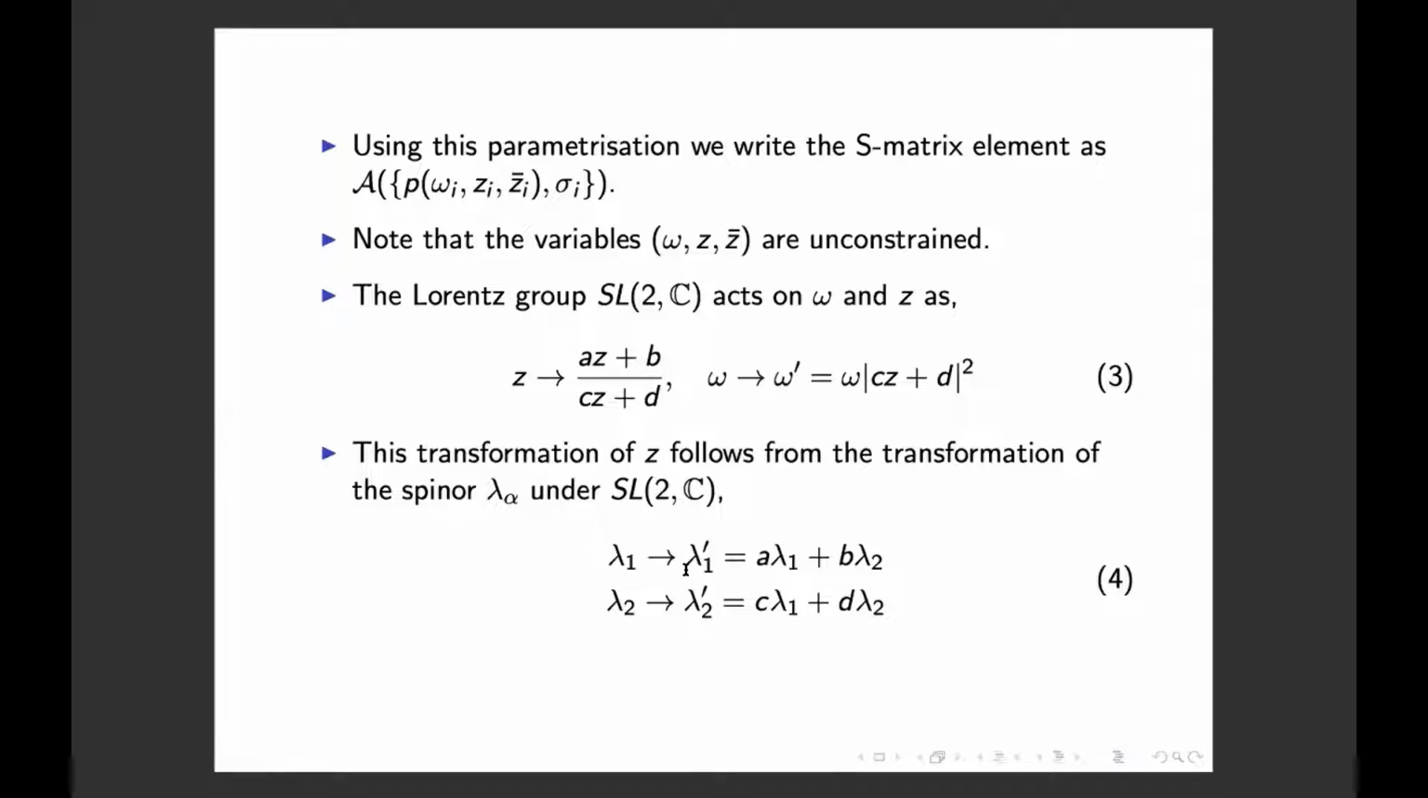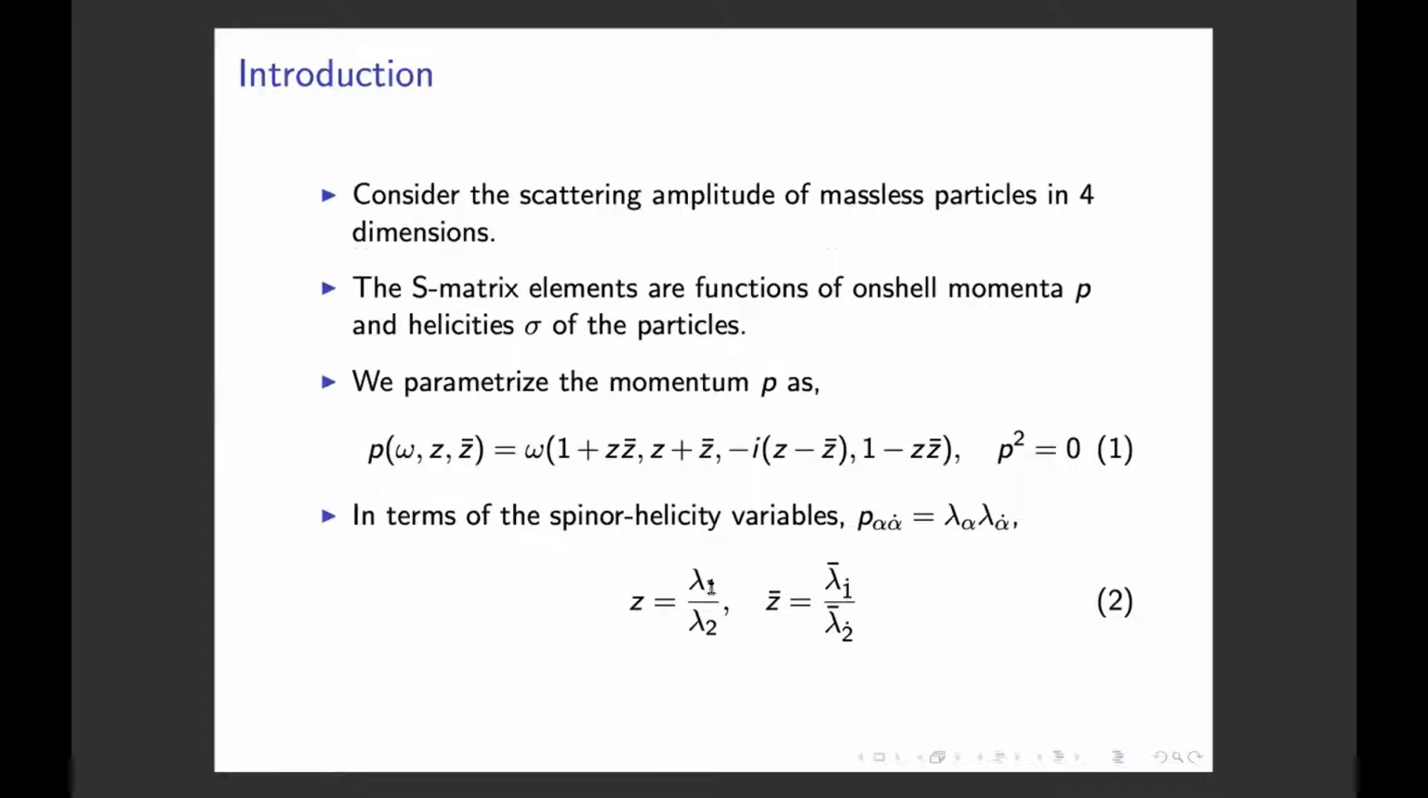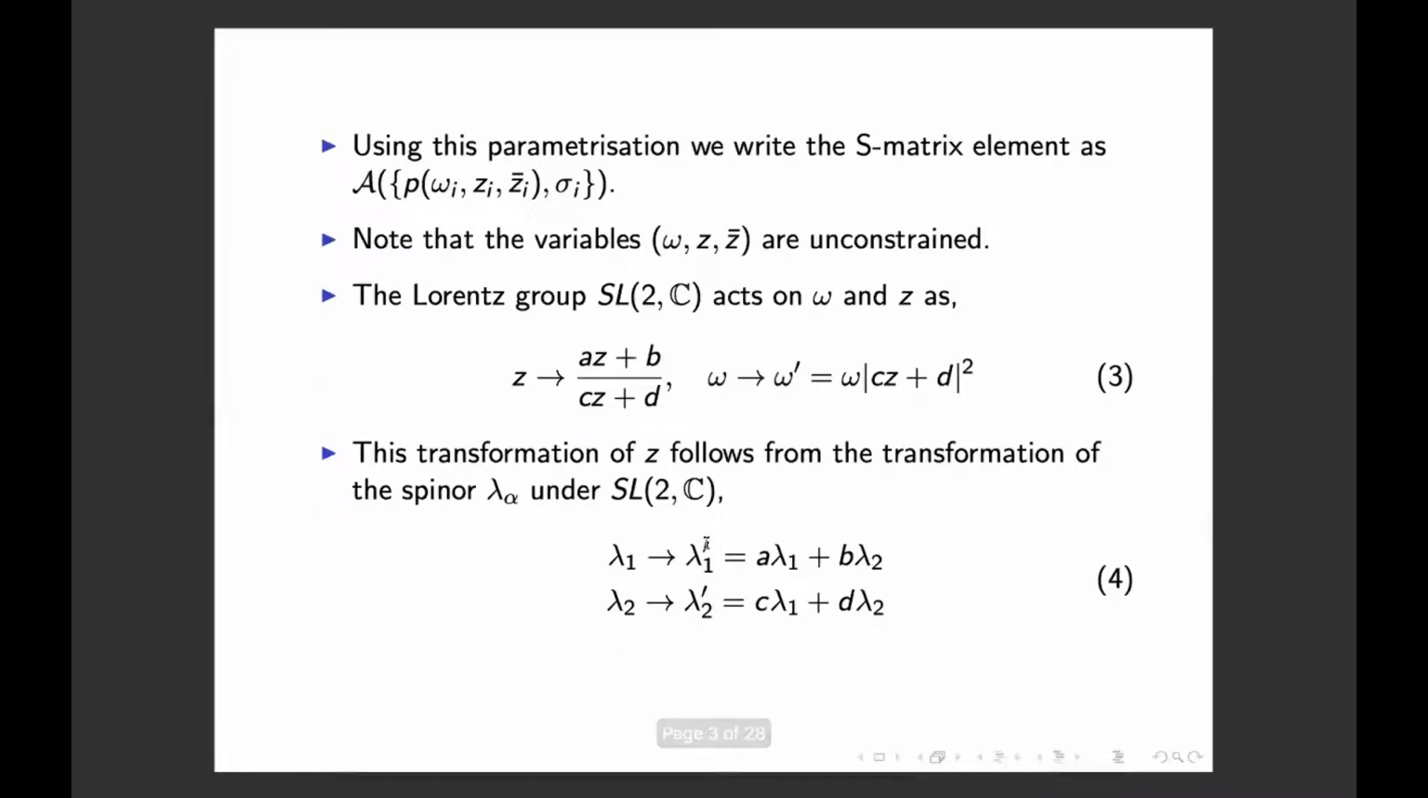So if ABCD is an SL2C matrix, then this lambda 1 prime is A lambda 1 plus B lambda 2, and lambda 2 prime is just C lambda 1 plus D lambda 2. And since this Z is lambda 1 by lambda 2, you can take the ratio of this lambda 1 prime and lambda 2 prime, and that gives you Z prime, which is essentially this AZ plus B by CZ plus D. Okay.